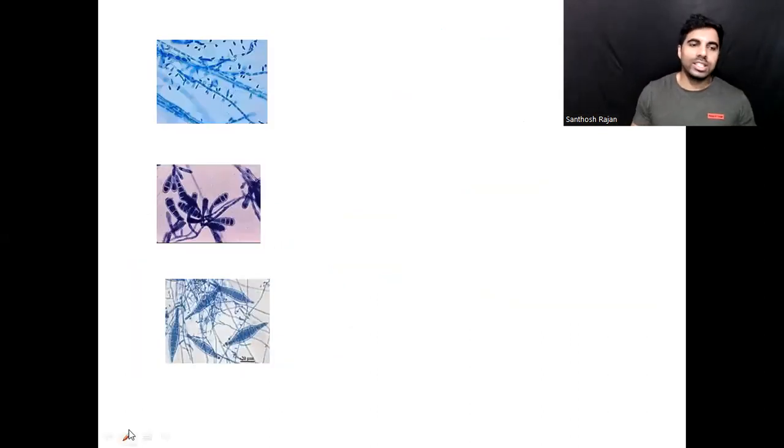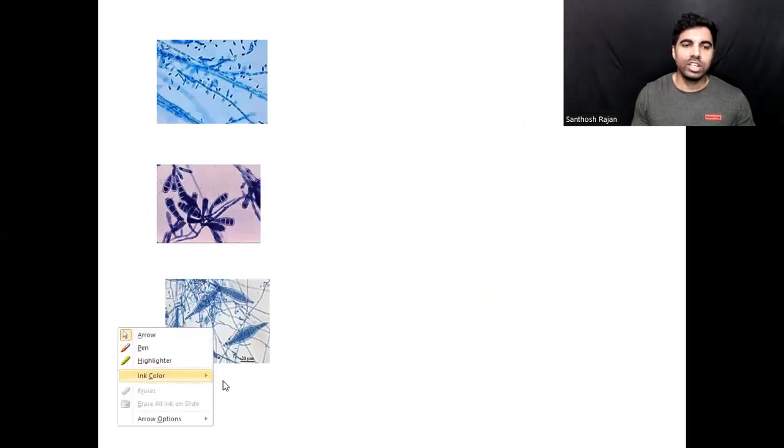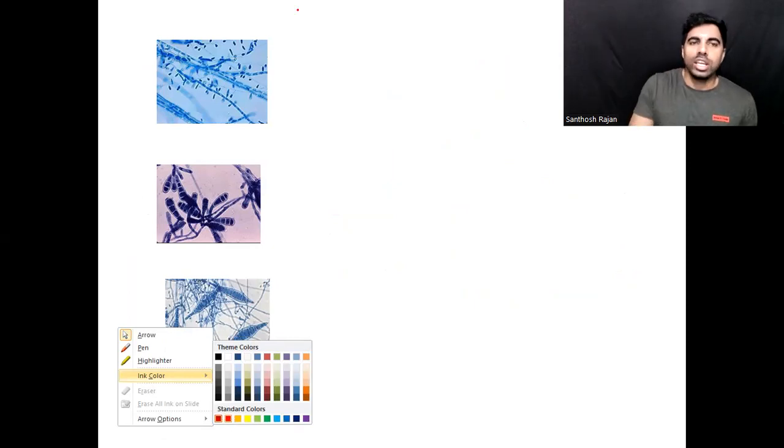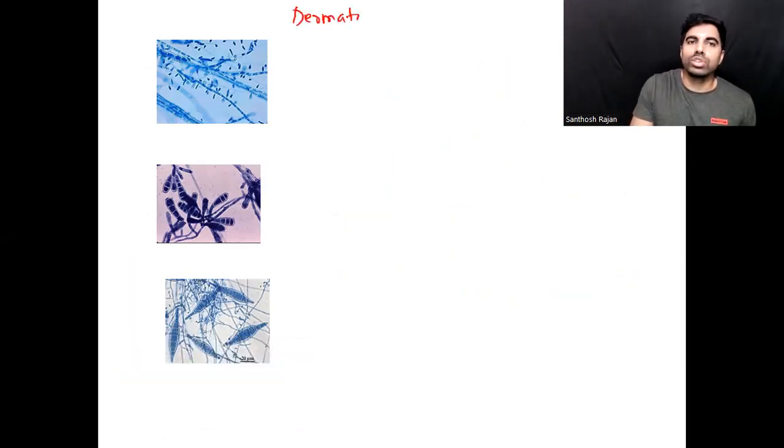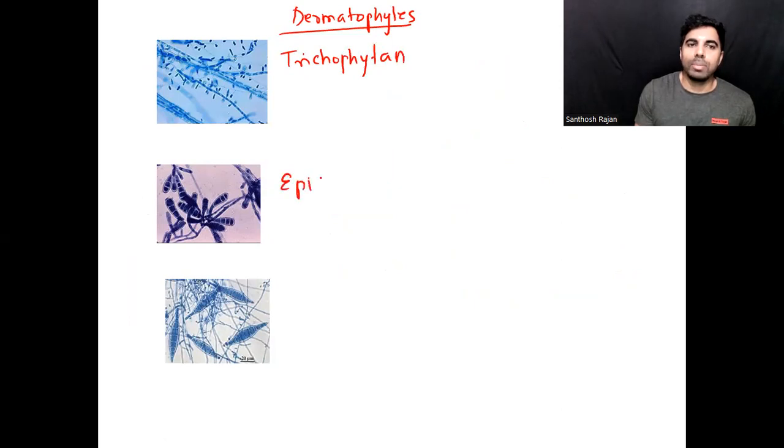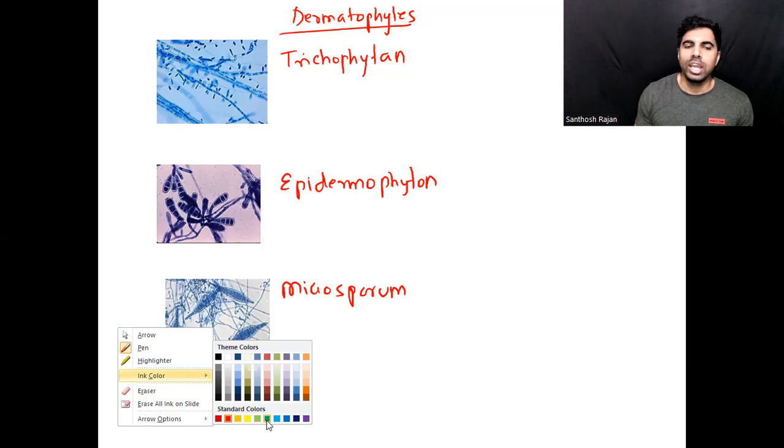Now this one is a dermatophyte infection. How to remember this? Very easy, not so difficult. Dermatophytes are usually superficial fungal infections. We have three important causative agents: Trichophyton, Epidermophyton, and Microsporum. How to remember this? I'll give you a very easy way, don't worry. You can definitely expect one question from here every year, as per the pattern.